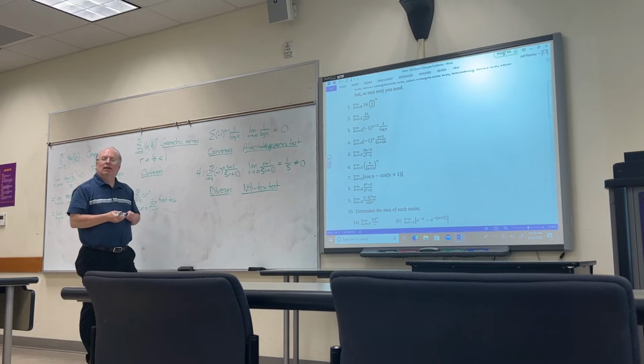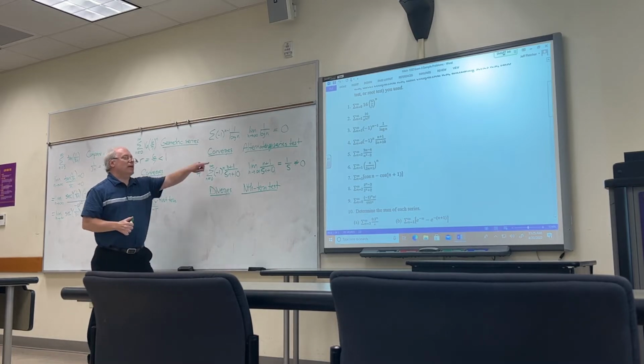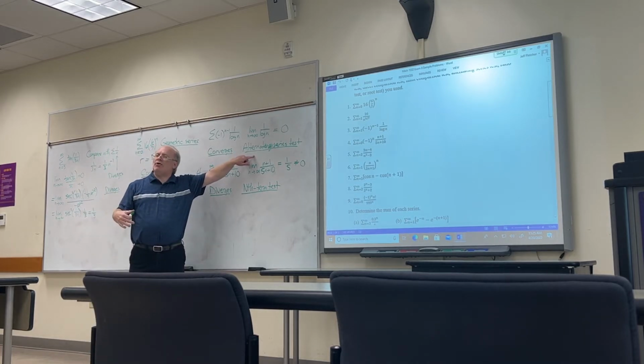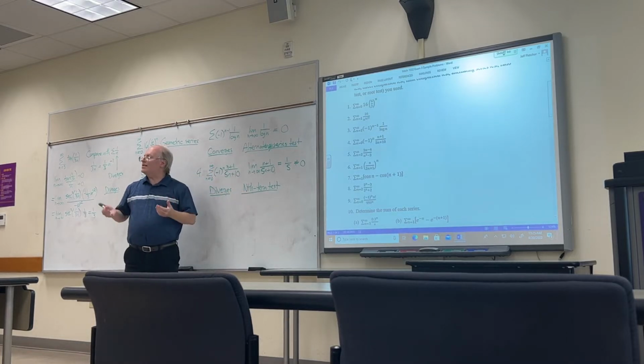That's right. So remember, the alternating series test can only tell you that a series converges. And the nth term test can only tell you that a series diverges.